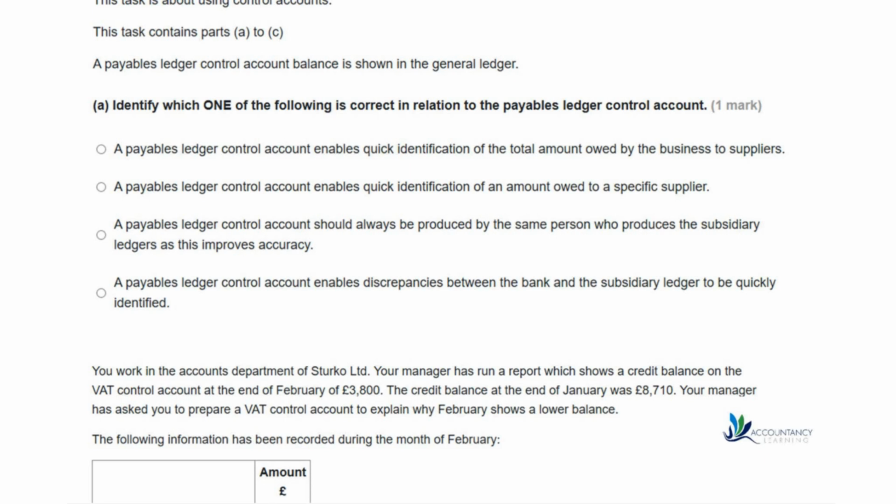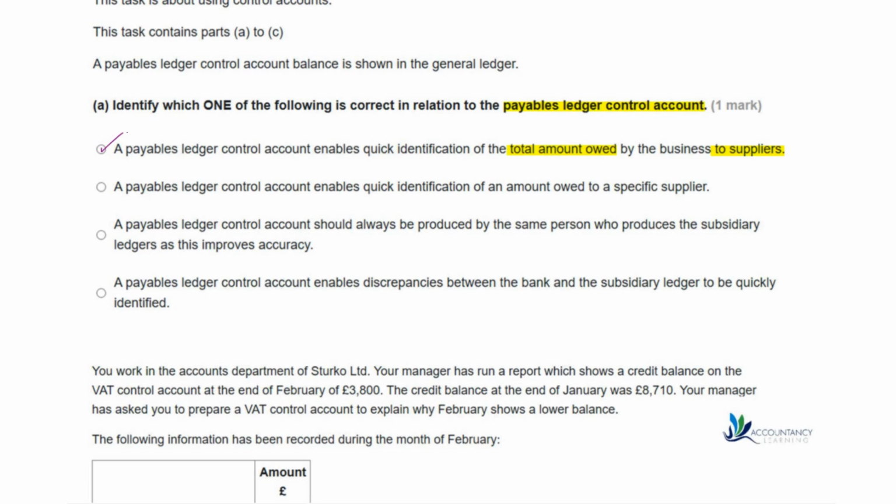We're given 4 options. First one, a payables ledger control account enables quick identification of the total amount owed by the business to suppliers. So this is the total amount owed by the business to suppliers. We're looking at the payables ledger control account. So the top one is in fact our answer. The payables ledger control account gives us the total amount that is owed to our suppliers. Let's just run through the other ones though, just to make sure that our answer is correct and why the other ones aren't.